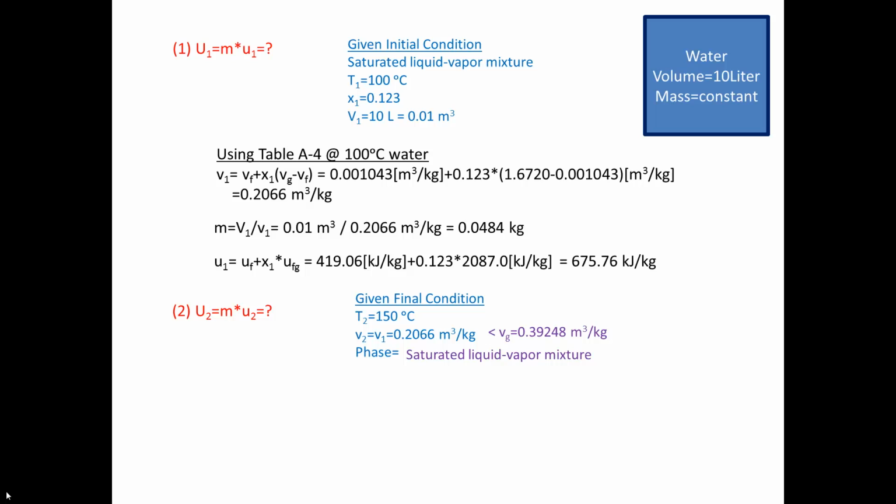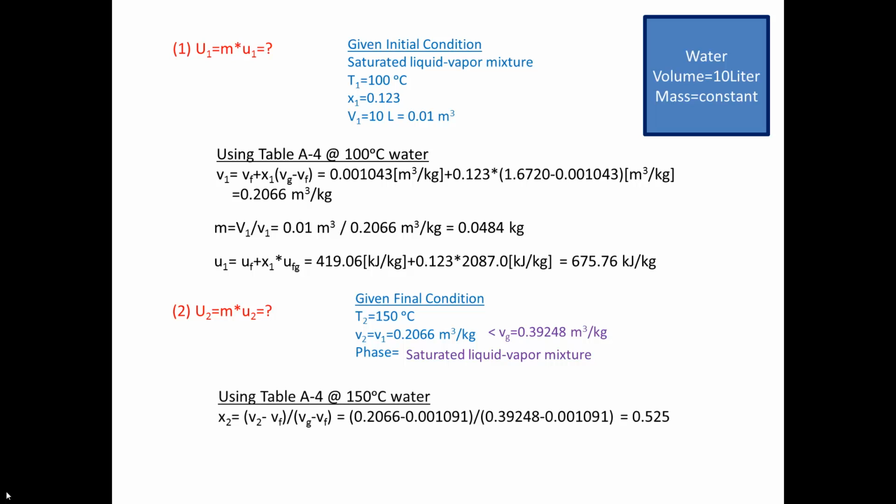To find the final internal energy, we need to find the quality X for the final condition. Using the final specific volume and saturated liquid and vapor values from table A4, quality X of the final phase can be found as 0.525. Then we can calculate the final internal energy per unit mass.